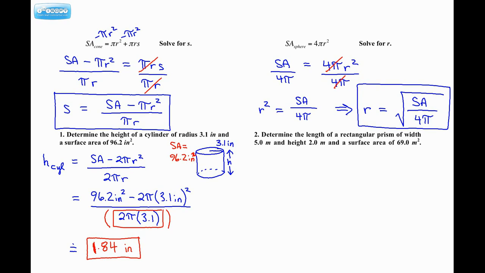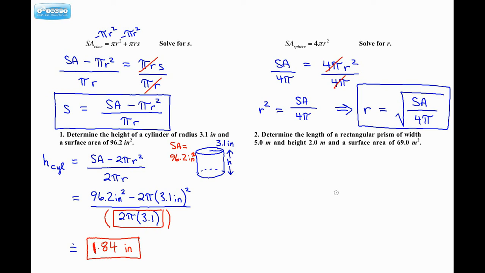Okay. Determine the length of a rectangular prism, so it's just a box, of width 5 meters and height 2 meters and a surface area of 69 meters squared. All right, so we know the width and the height. We just need to determine the length, and of course the surface area is given.